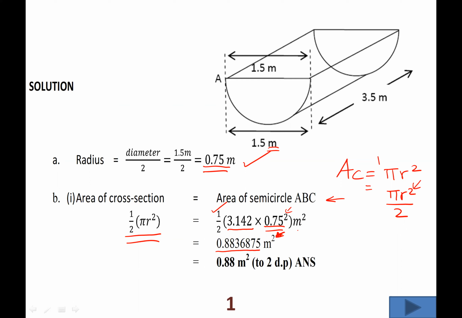All right. But remember also that they wanted it to 2 decimal places. So always give it to the accuracy that they want. And 2 decimal places mean it will be 0.88 meter squared, correct to 2 decimal places. Having done that, you can go to the next one, which is to find the outer curved surface area, right?